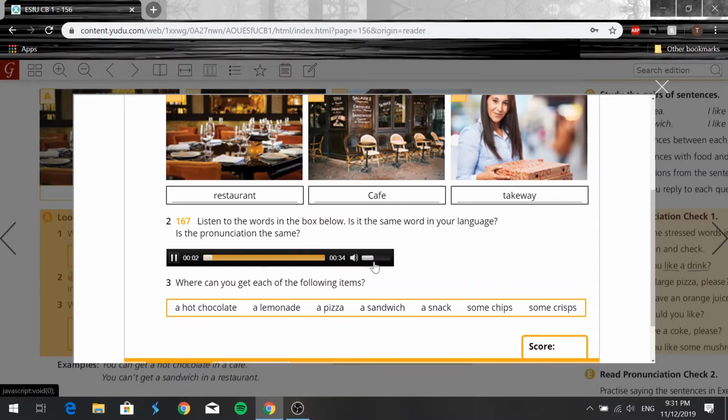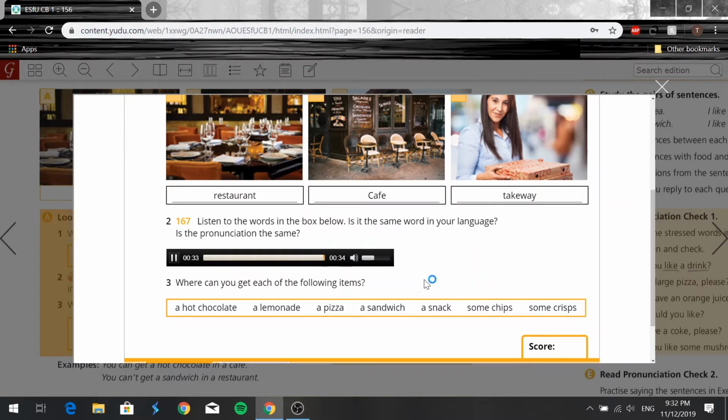167. Lesson 3. Vocabulary and Pronunciation. Exercise A2. Listen to the words in the box below. A hot chocolate, a lemonade, a pizza, a sandwich, a snack, some chips, some crisps.